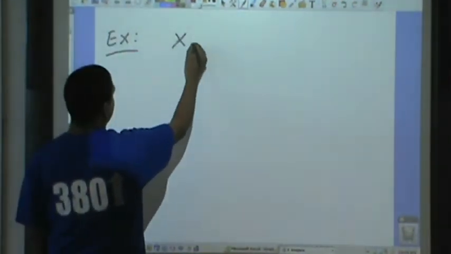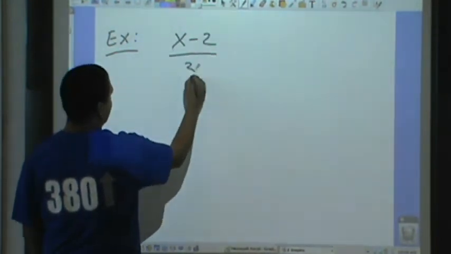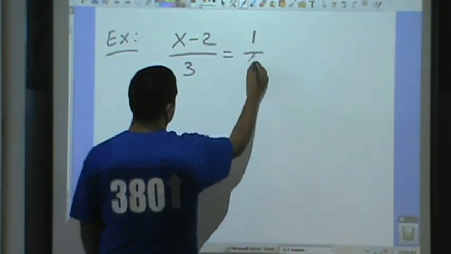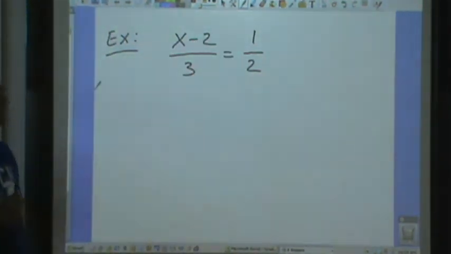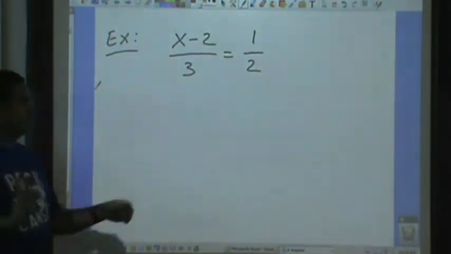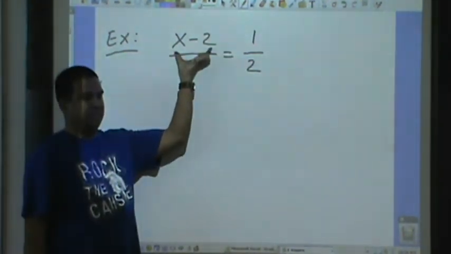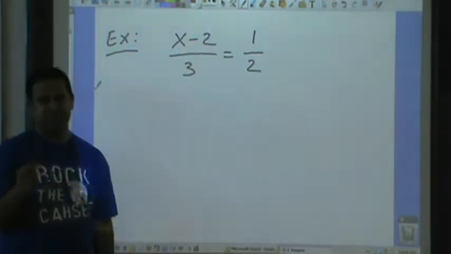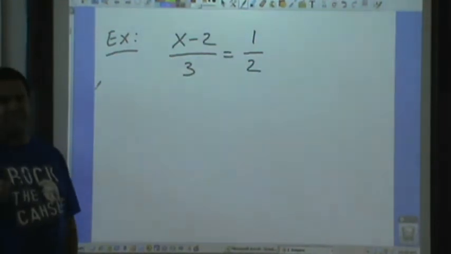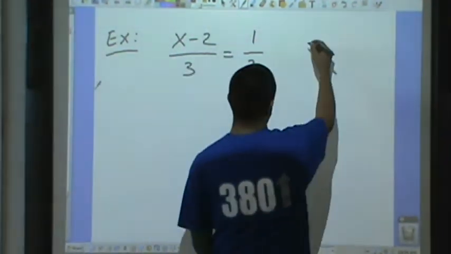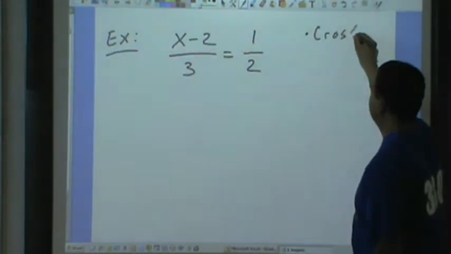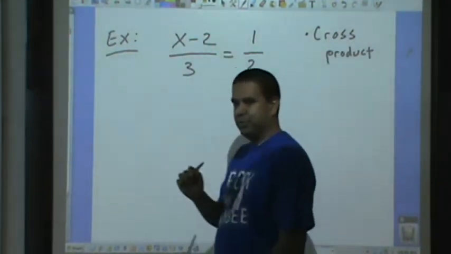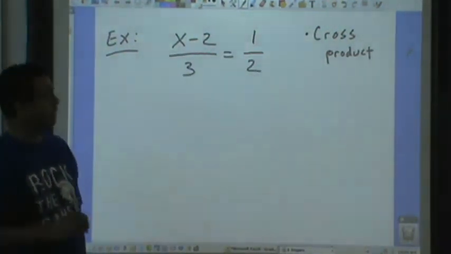What if we had x minus 2 over 3 equals 1 over 2. So now this one's a little different. I gave you an expression up here instead of just the x by itself. So what are we going to do to solve this? Use the cross product. So it's the same thing. We're going to use the cross product. Okay, so that means we multiply diagonally through the equal sign.